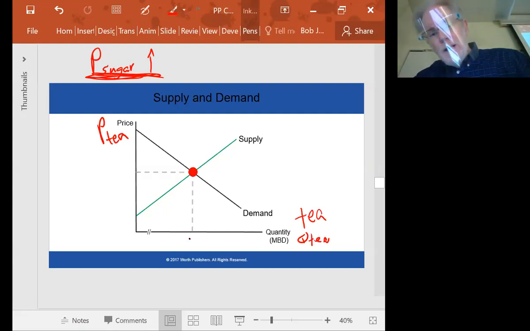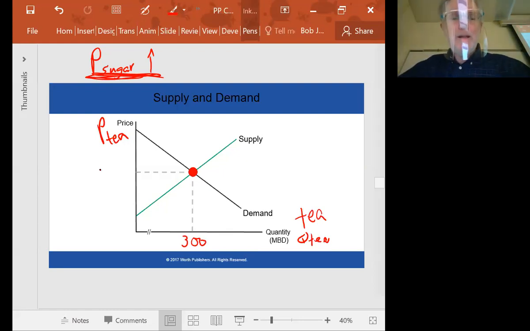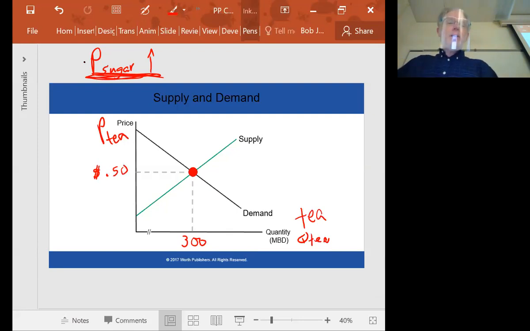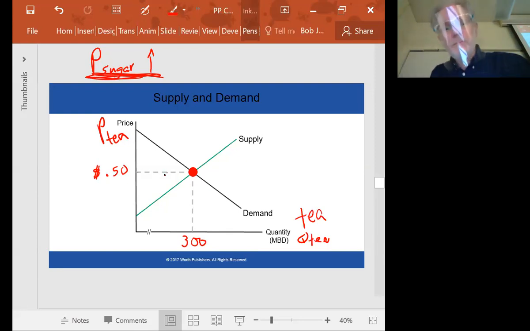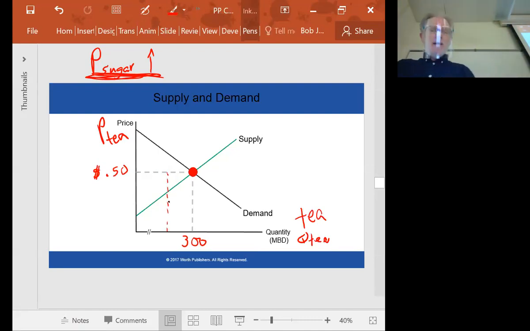Let's say the quantity initially was 300,000 cups per day, and let's say the price was 50 cents per cup. Now the price of sugar has gone up. People cut back on the amount of tea they want to buy. And so let's say, we don't know exactly how much they're going to want now, but let's say that if the price remains at 50, then the quantity demanded would be reduced to 200,000. Okay?